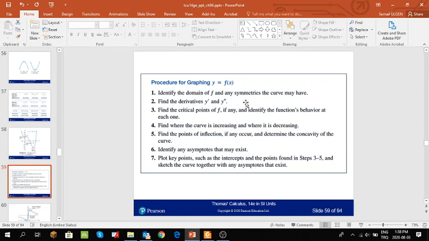And then you're going to find the derivatives, the first derivative and second derivative. You're going to find the critical points of f if there are any. And then you're going to draw the first derivative test table.